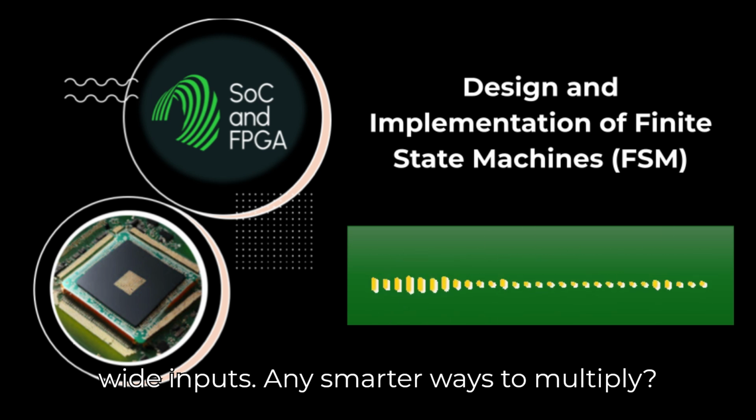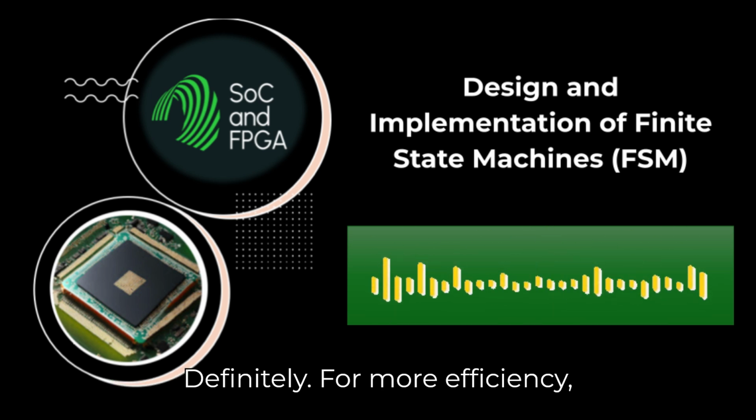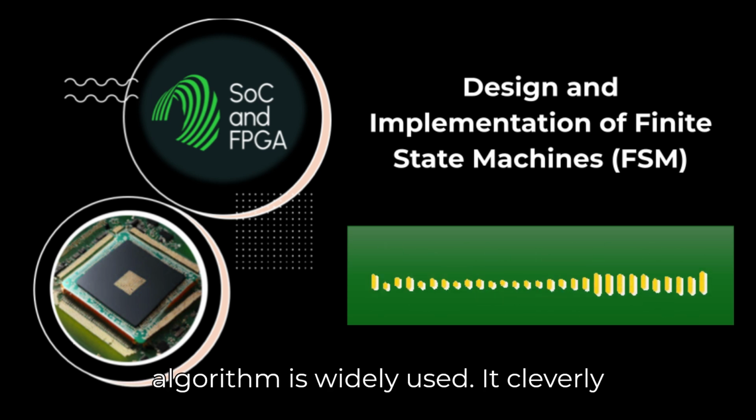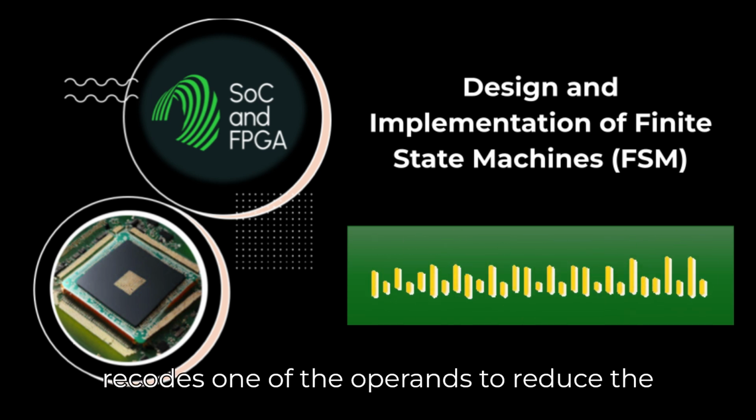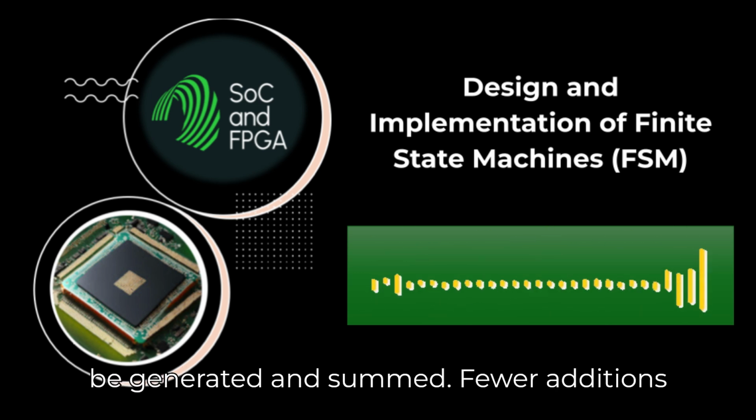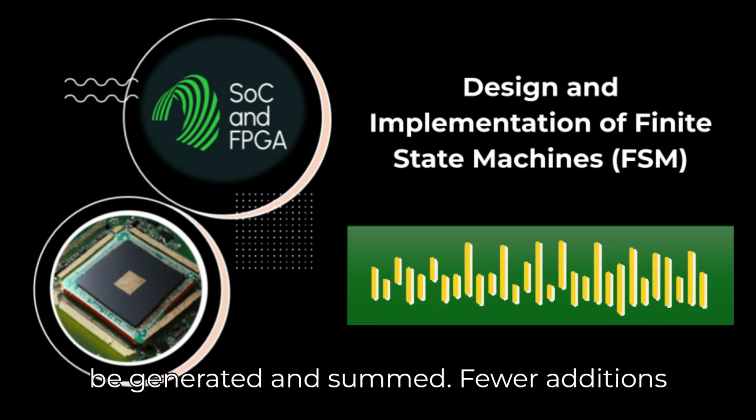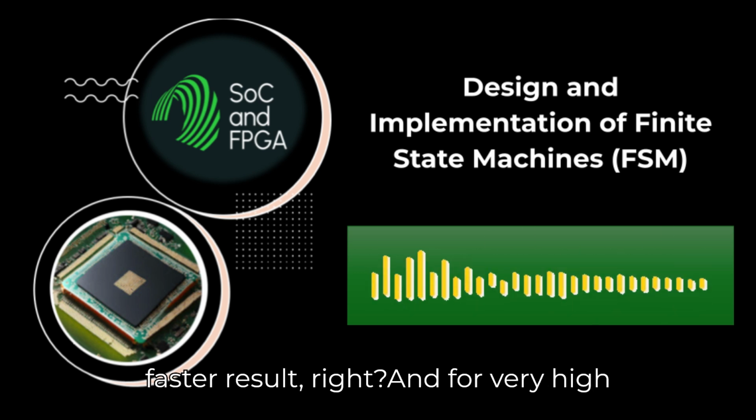Any smarter ways to multiply? Definitely. For more efficiency, especially with signed numbers, Booth's algorithm is widely used. It cleverly recodes one of the operands to reduce the number of partial products that need to be generated and summed. Fewer additions mean faster multiplication. Fewer steps, faster result. Right.